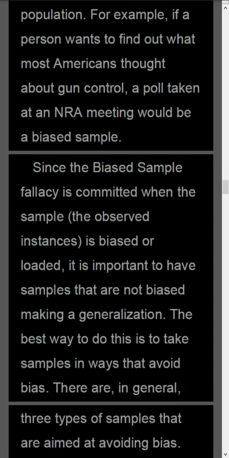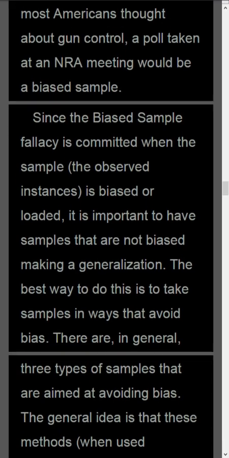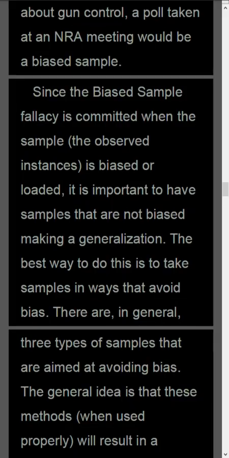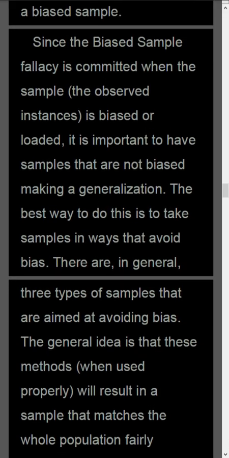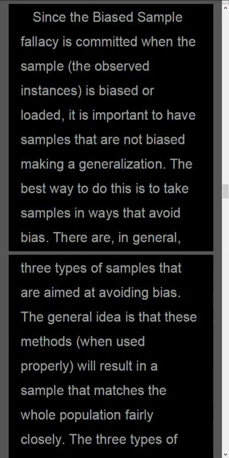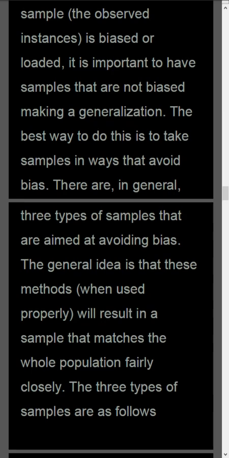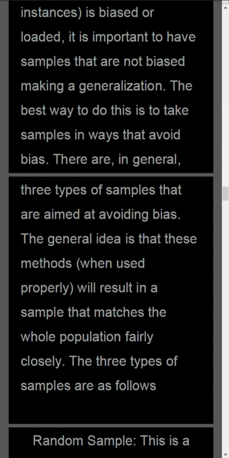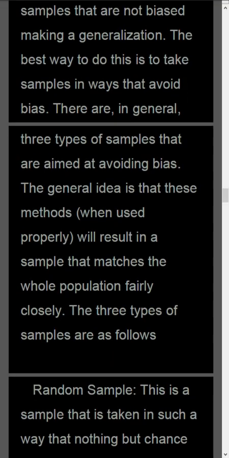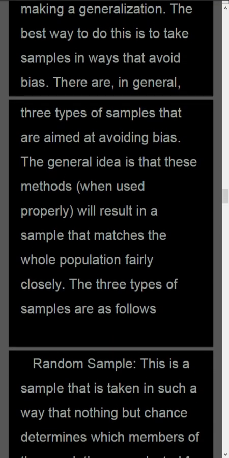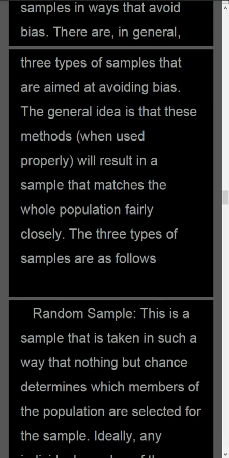Since the biased sample fallacy is committed when the sample, the observed instances, is biased or loaded, it is important to have samples that are not biased when making a generalization. The best way to do this is to take samples in ways that avoid bias. There are, in general, 3 types of samples that are aimed at avoiding bias. The general idea is that these methods, when used properly, will result in a sample that matches the whole population fairly closely. The 3 types of samples are as follows.